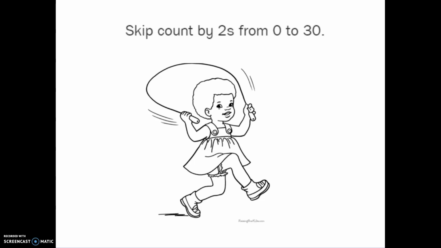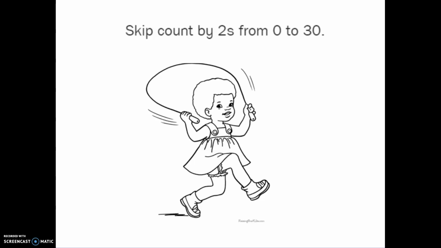Nice. And lastly, we're going to skip count by twos. We'll start at 0 and we'll end at 30. Count with me. 0, 2, 4, 6, 8, 10, 12, 14, 16, 18, 20, 22, 24, 26, 28, 30.